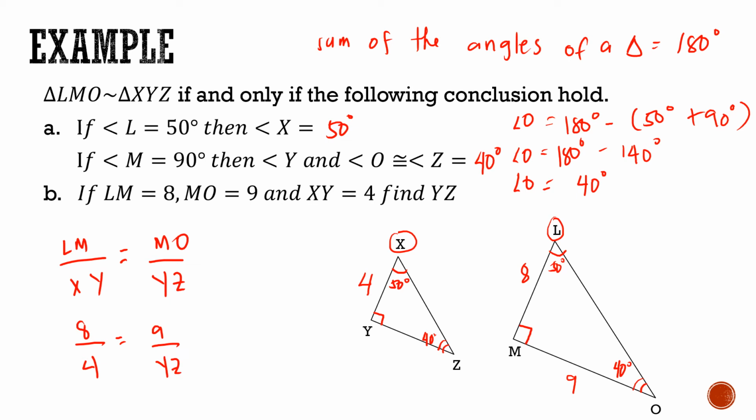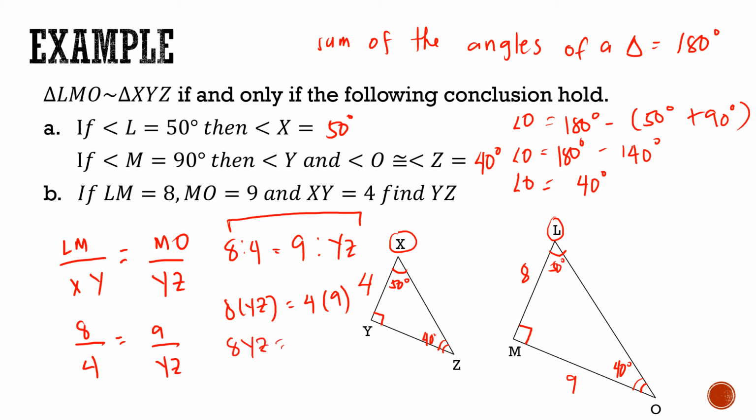You can use cross multiplication or the means and extremes that is found in the previous video that I uploaded about ratio and proportion. Using the means and extremes, we can rewrite this in ratio form. So that is 8 is to 4 is equal to 9 is to YZ. Then the means is 8 times YZ is equal to 4 times 9. Next, 8 times YZ, that is 8YZ, is equal to 36.